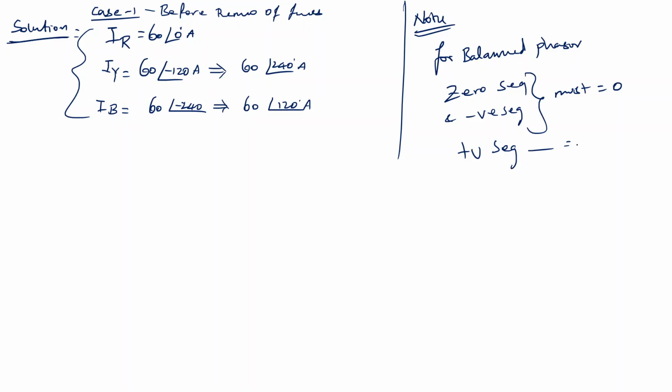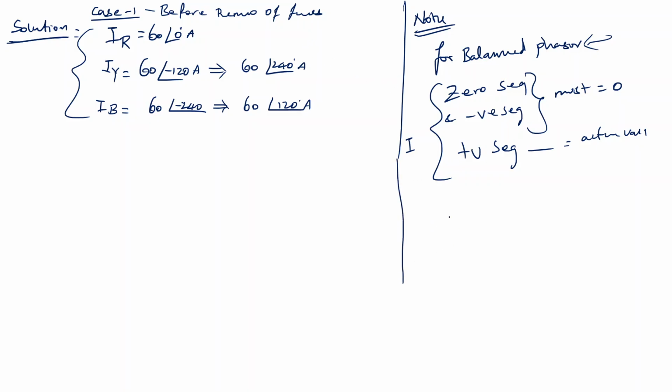Only the positive sequence. All I'm speaking about is current. The current at zero sequence and negative sequence must be 0, then only it is balanced. And the positive sequence will be equal to the actual value. So this is how it should happen for the balanced system.